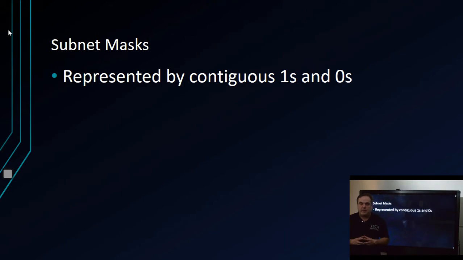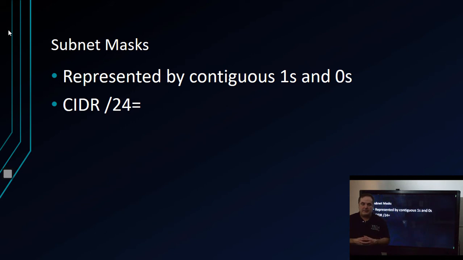So subnet masks are represented by contiguous ones and zeros. You can't have 10100001 like you can on an IP address. Subnet masks mask off networks from hosts, so you can't have any zeros in between ones, or there'll be no way to actually properly mask them off.